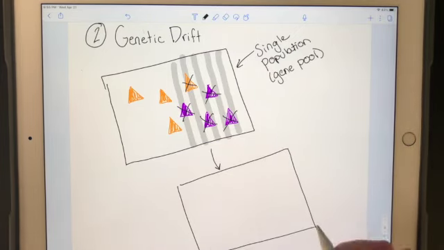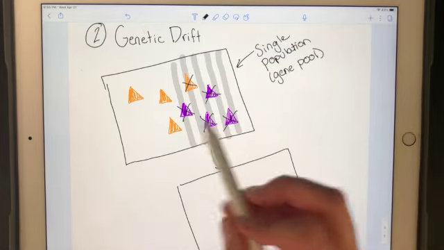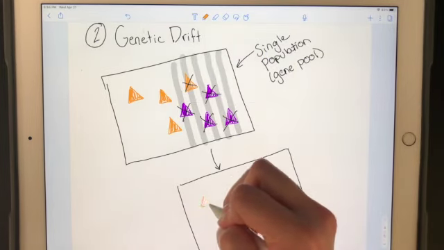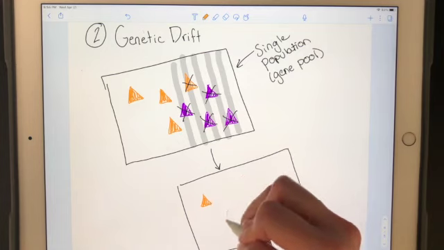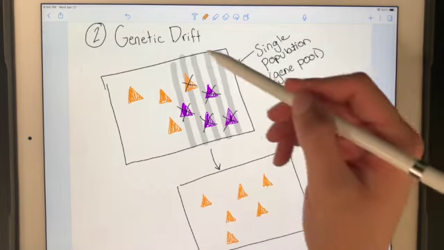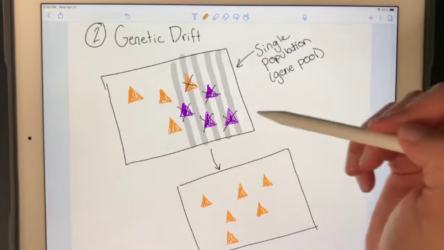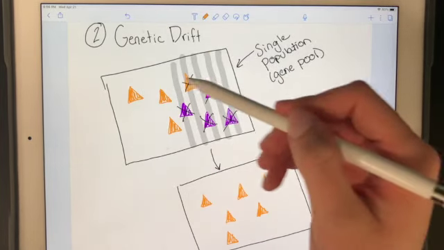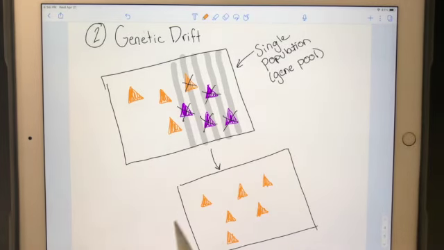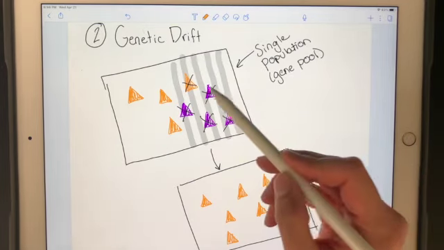Remember that survival is living and then also reproducing. So we're going to allow those that lived to reproduce. And because of the event that we modeled here, there are no more purples left to reproduce. So in our final population, we just have those orange triangles. So we lost a good proportion of our gene pool.